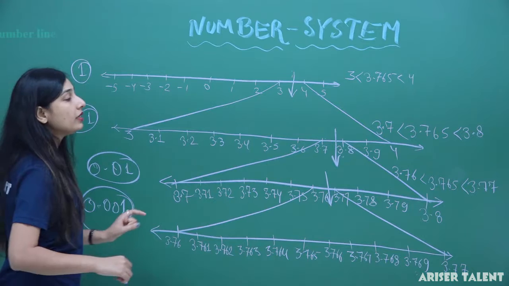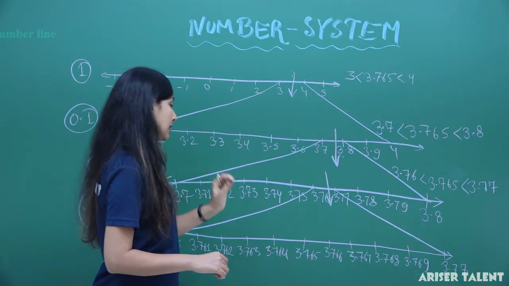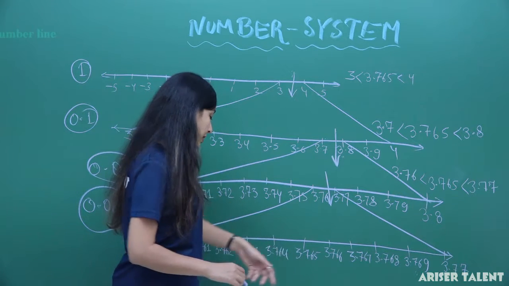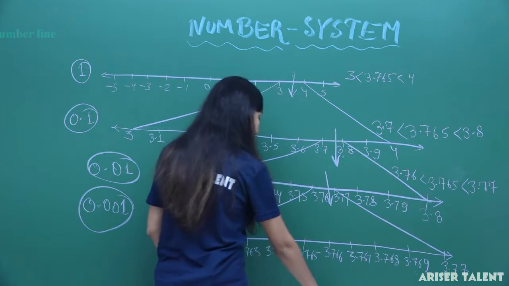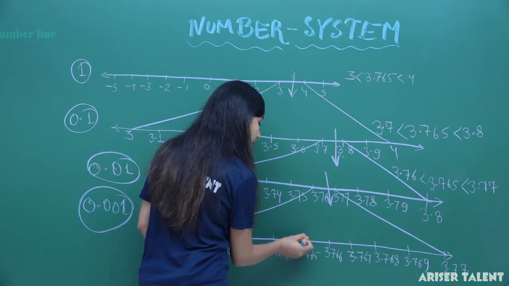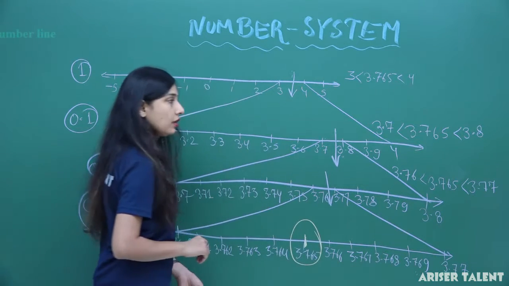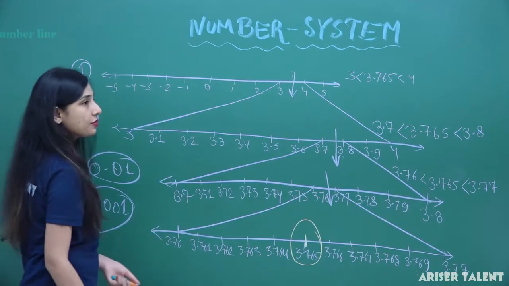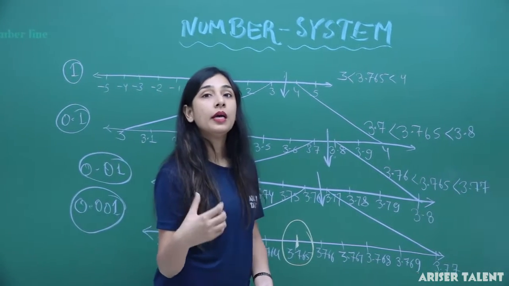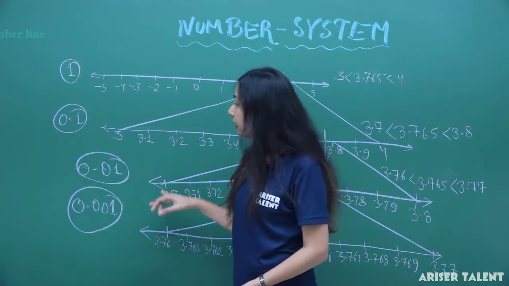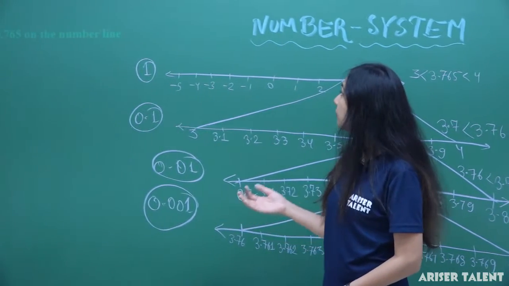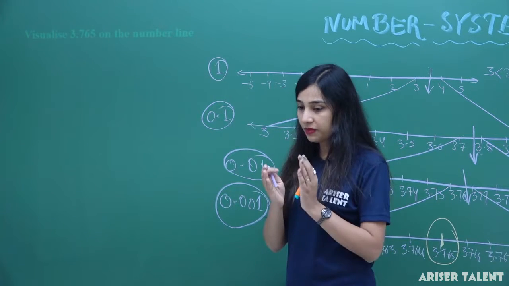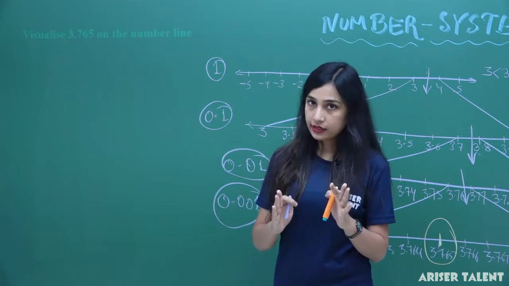Now our number is 3.765. This is our number, alright. So this is our number here. Now it's clear that after magnifying the number line 3 times, we get the value, which will have 3 places after the decimal.